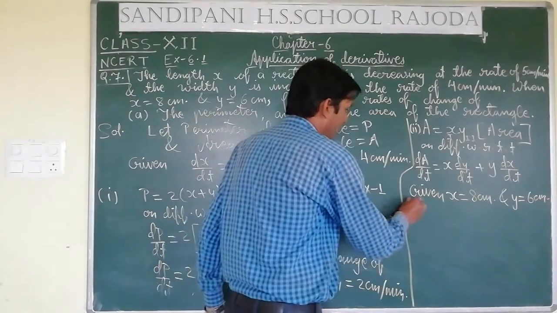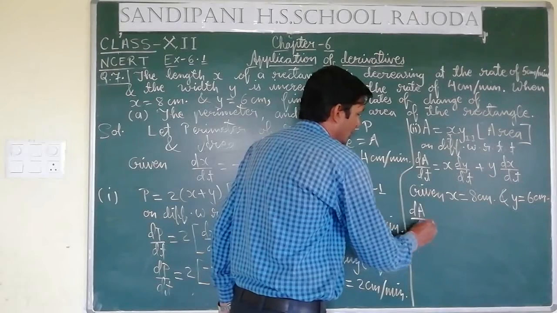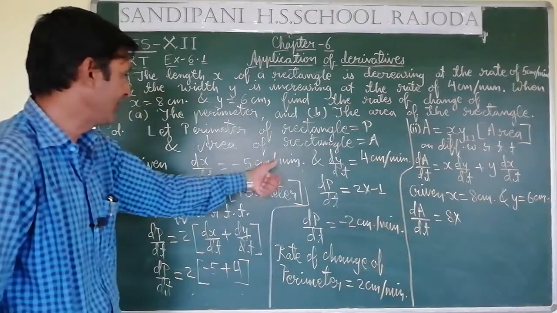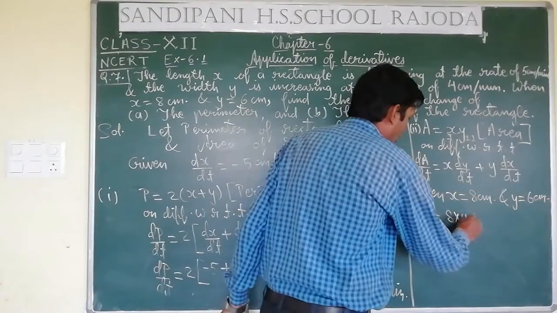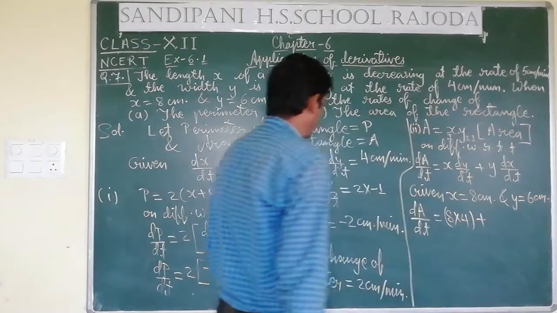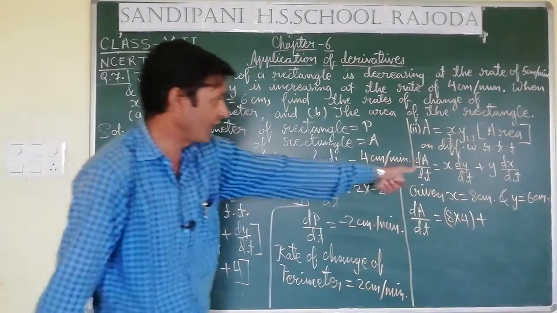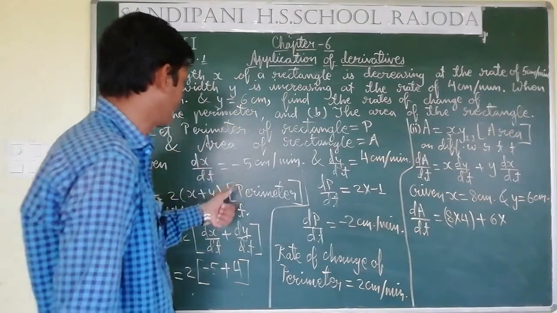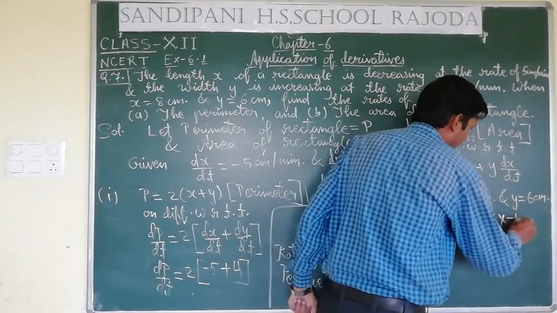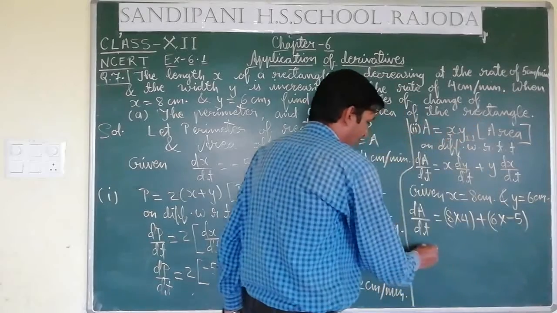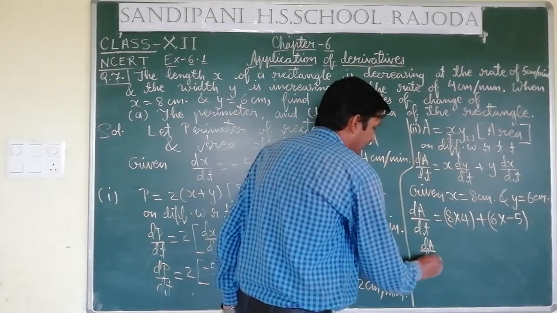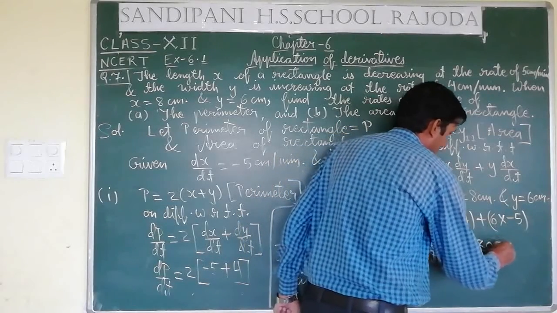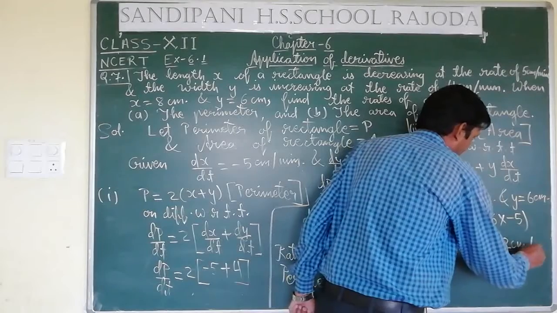So now dA by dt is equal to 8 into dy by dt. dy by dt value is 4. So 8 into 4 plus value of y, which is 6, and value of dx by dt is minus 5. So here we have to mention minus 5. So dA by dt is equal to 32 minus 30, that is equal to 2 centimeter per minute.